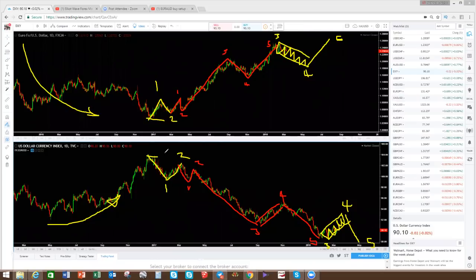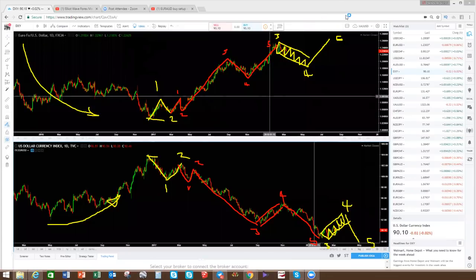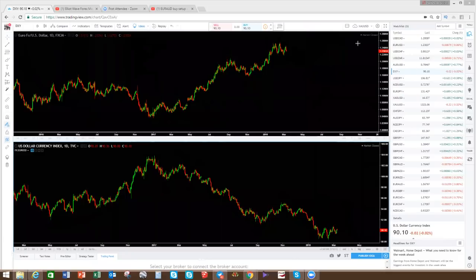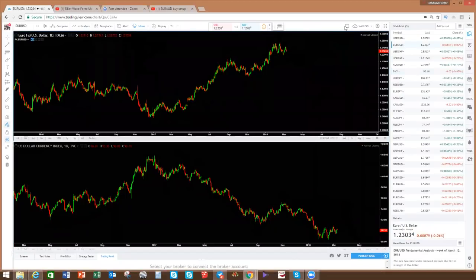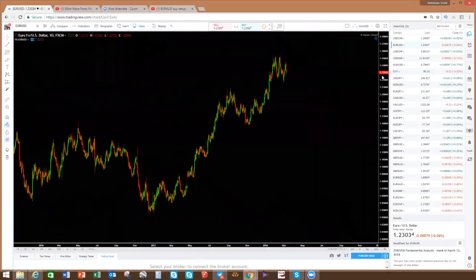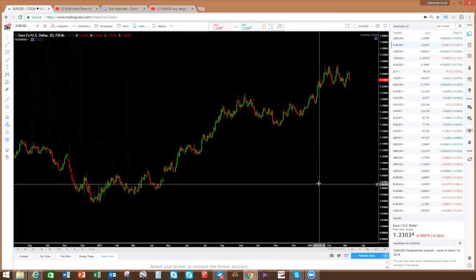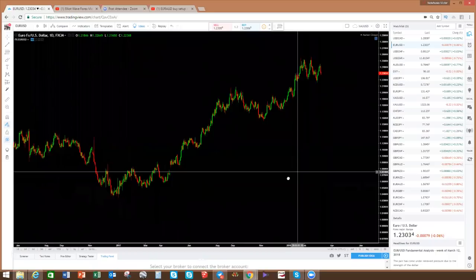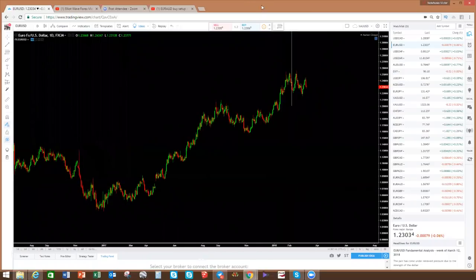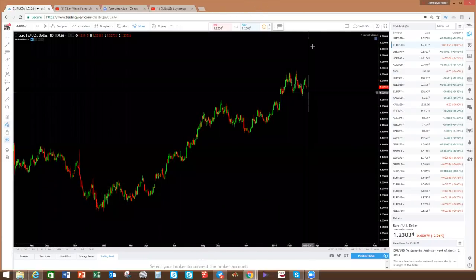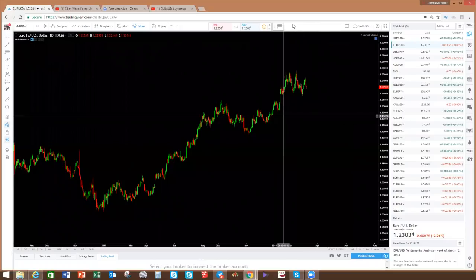Okay. So now I'm going to go into the Euro US dollar chart and show you something very interesting on this pair. I'm going to clear all this and go back just to the Euro US dollar. Let's go back Euro US dollar. So just take note that whatever we're looking at on Euro US dollar is exactly the same as what's happening on the DXY. On the inverse. They're inversely correlated.